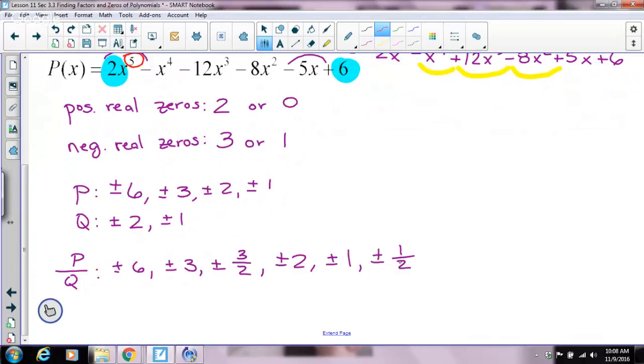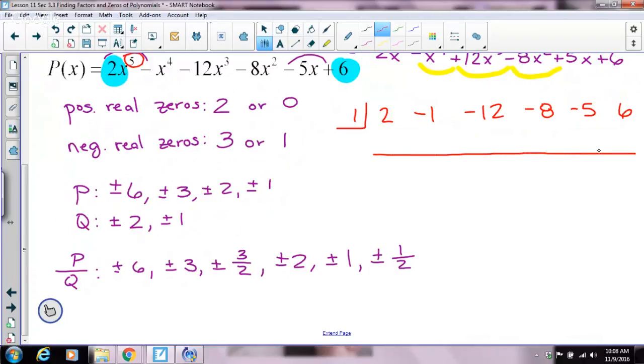I normally start down here somewhere. 1? 1/2. Well, Miranda said 1 first, so it's fine. So 2, we'll try -1 next. 2, -1, -12, -8, -5, and 6. Right? That's my 0 row.